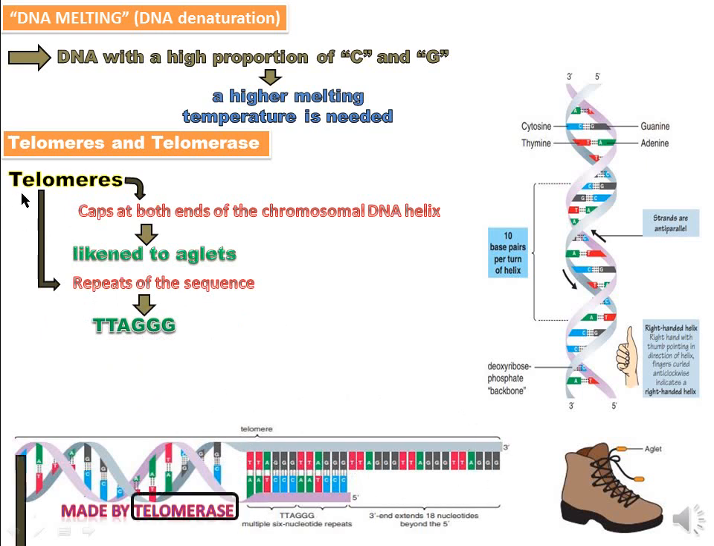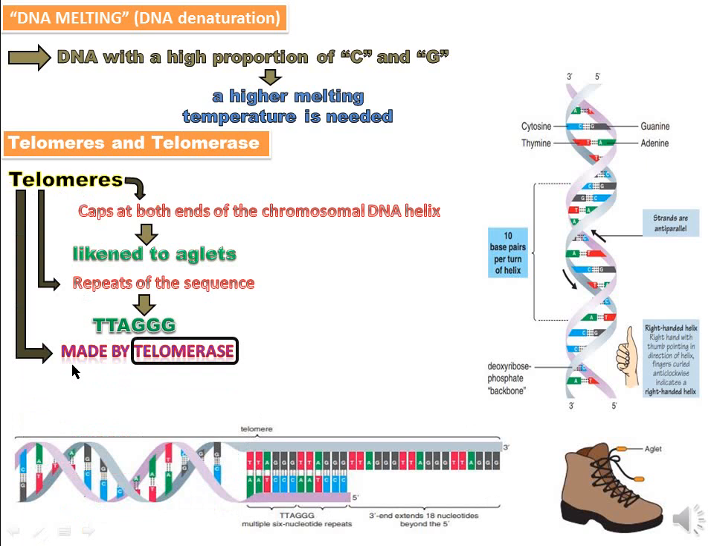And if I talk about the formation of the telomeres, they are made by telomerase. And as you know that all enzymes are protein in nature, so as telomerase is an enzyme, it is also made up of a protein in addition to RNA. But the function of RNA is that it contains the information in order to form the telomeres.